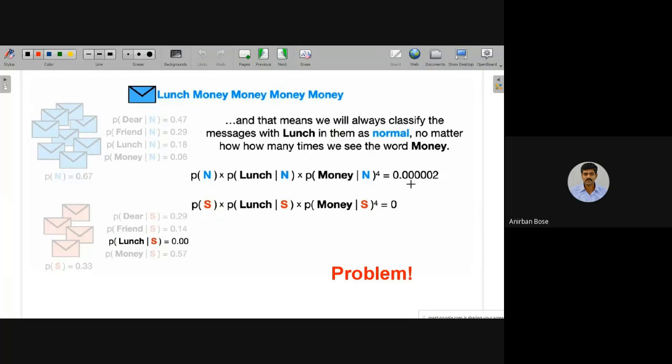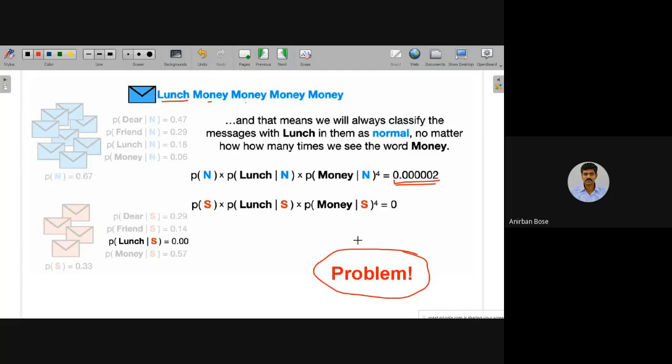So now you can see that based on that, if you have to take the decision, then you see that this value is larger, and it predicts basically that lunch, money, money, money, money is a normal message. This is not a spam. But definitely you can understand that this is not the correct picture that it is predicting. Okay, so this is a problem. So how can we overcome this problem?